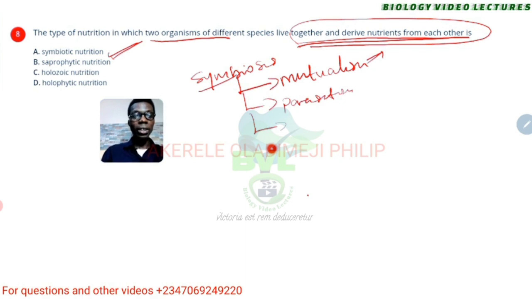Now, the point I'm making is this. From what I just explained, mutual means both, like mutual. So that is not in this option here. But the closest is symbiosis. I want you to remember that we only picked this because that's what made sense from this option, but the real answer would also be mutualism. So the answer here is symbiotic nutrition, or for sure symbiosis.